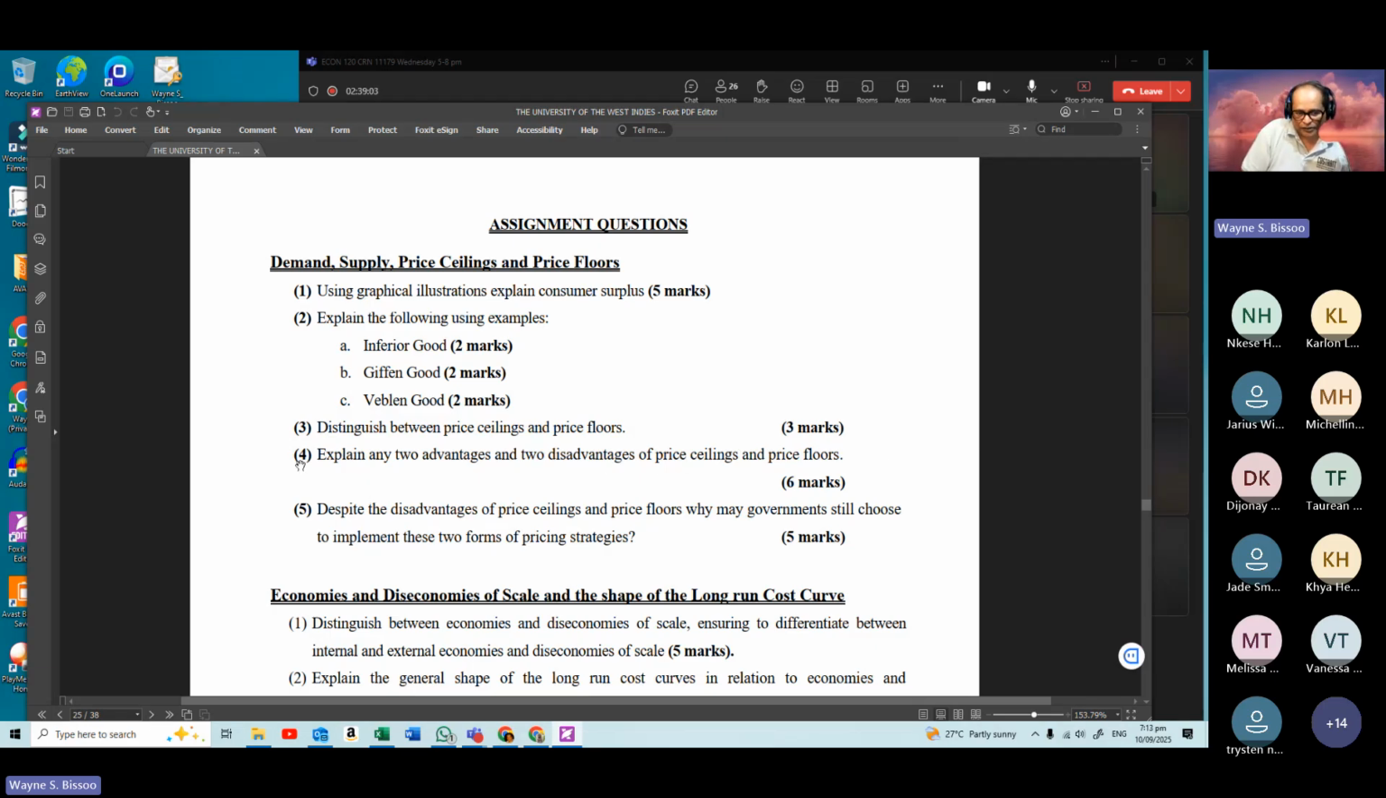That was one of the other questions that was repeated in the forum discussion. Despite the disadvantages of ceilings and floors, why may governments still choose to implement these 2 forms of pricing strategies? So again, readings from the textbook plus other additional research will help to fill in your information there.